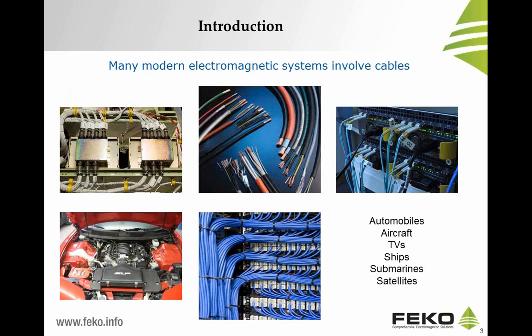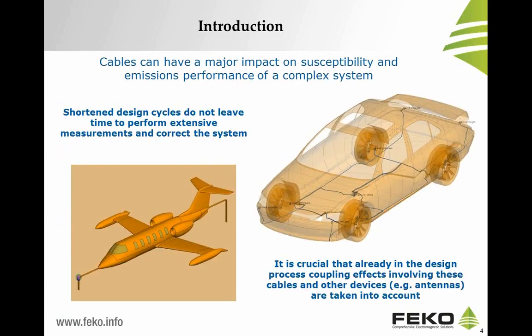Okay, so everybody knows obviously that cables are available in many modern electromagnetic systems, and they play a very important role there. As the pictures show, we see these in automobiles, aircraft, TV ships, and the list basically just continues. The cables obviously have a major impact on susceptibility and emissions performance of a complex system. And in today's design cycles, time is money, so it is important to perform extensive measurements afterwards, basically, and to correct the system. But software plays an important role to minimize this time to perform measurements. And therefore, it's important that we already in the design process consider the coupling effects of the cables onto antennas or other devices, and that these should be taken into account.